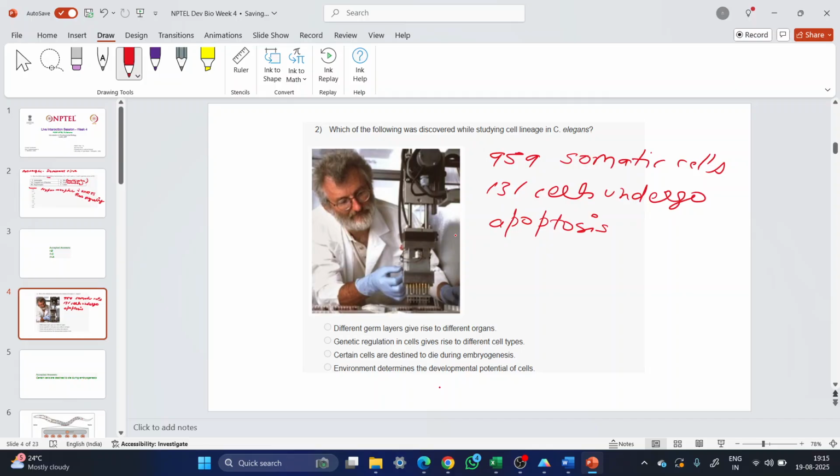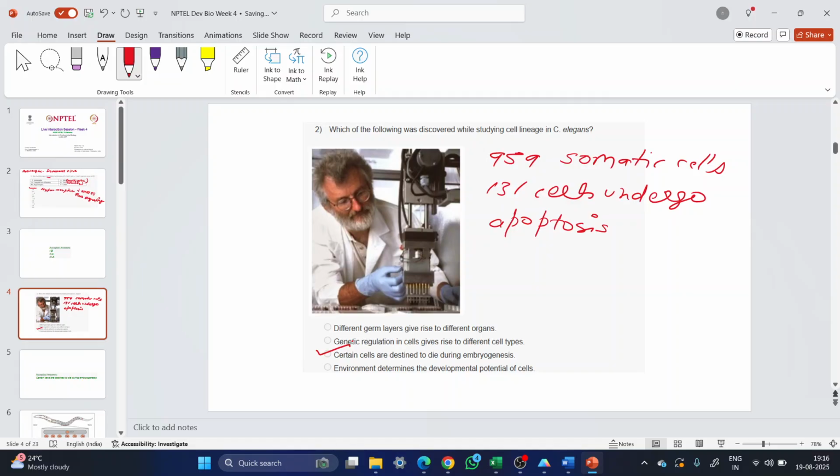And this precise cell lineage mapping reveals that cell fates are genetically determined. Basically, programmed cell death is an important process that occurs during the development of C. elegans, which determines the cell fate. So the correct answer would be certain cells are destined to die during embryogenesis. Yes, so they observed that during embryogenesis, certain cells are destined to die.